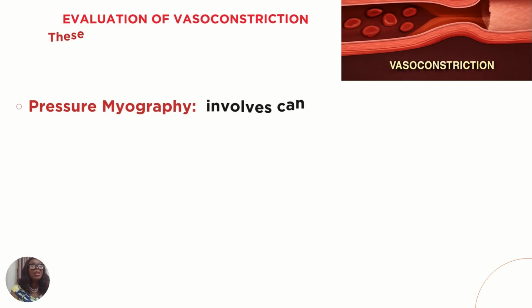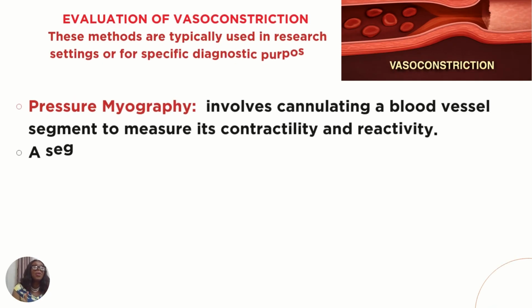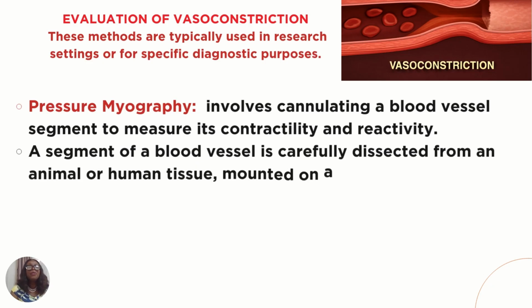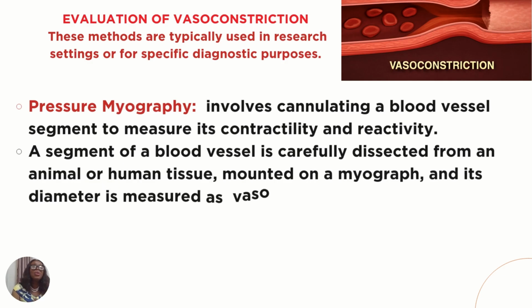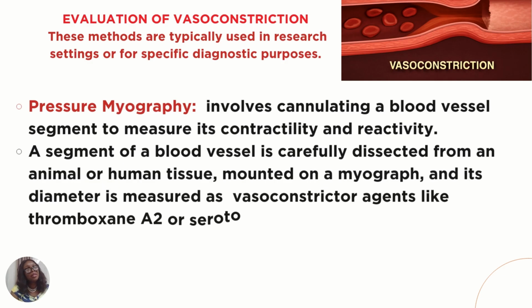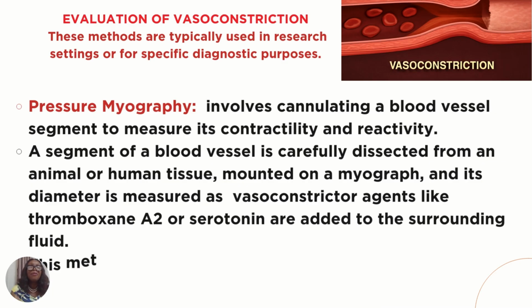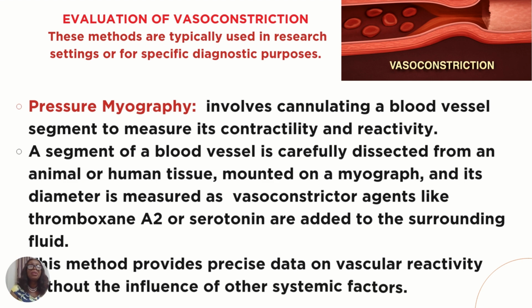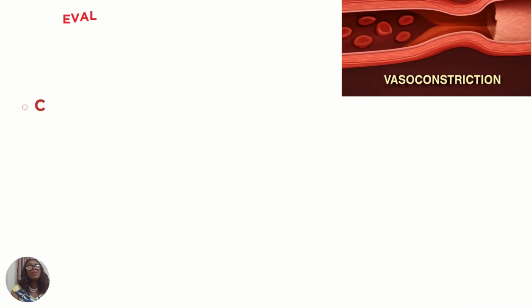We have another technique that can be used to assess or evaluate vasoconstriction: pressure myography. Pressure myography involves cannulating a blood vessel segment to measure its contractility and reactivity. A segment of blood vessel is carefully dissected from an animal or human tissue, mounted on a myograph, and its diameter is measured as vasoconstrictor agents like thromboxane A2 and serotonin are added to the surrounding fluid. Now, this method provides precise data on vascular reactivity without the influence of other factors.